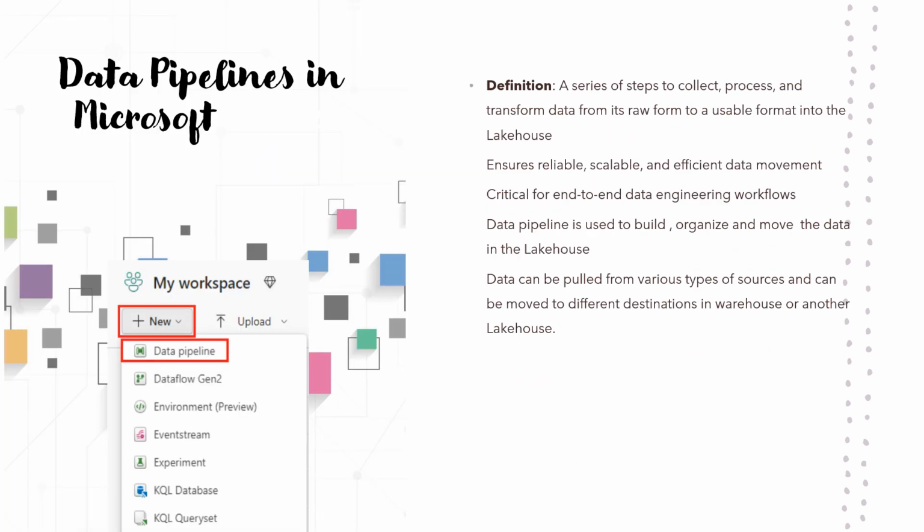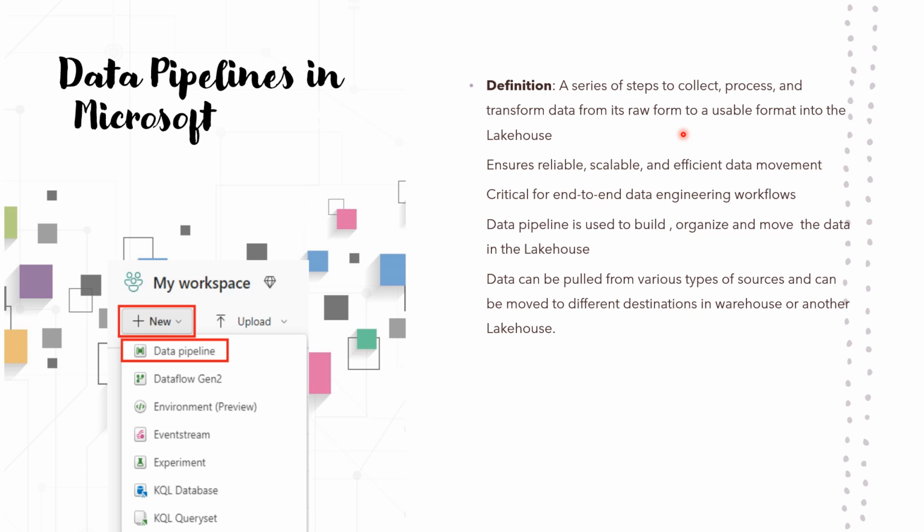There is another feature available in Microsoft Fabric items which is called data pipelines. If you see in the workspace, if you click on new, we can get a data pipeline option. So we can create a new data pipeline in our workspace itself. A data pipeline is a series of steps to collect, process, and transform data from its raw form to a usable format into a lakehouse.